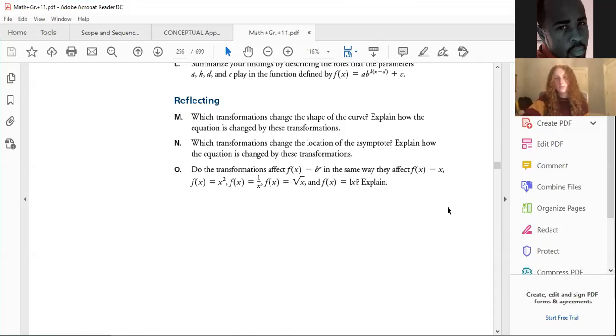Okay, do the transformations affect f of x equal b of x in the same way they affect f of x equal x squared? Not completely. Hold on, I'm going to say yes. I don't understand the question myself. I don't like this question. It's not everything that you like you get. I know, but I just thought it should be known.